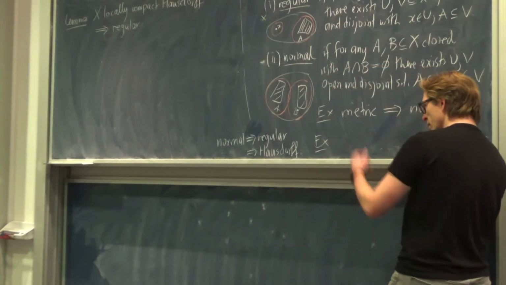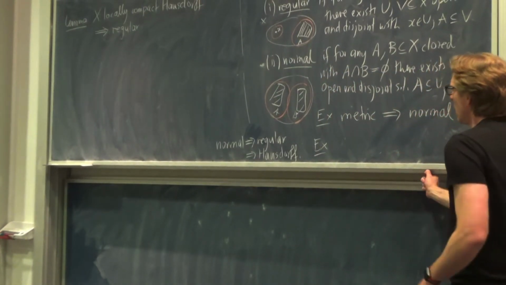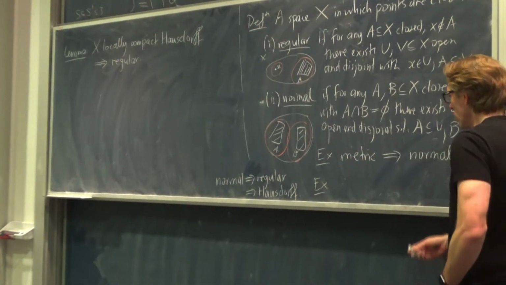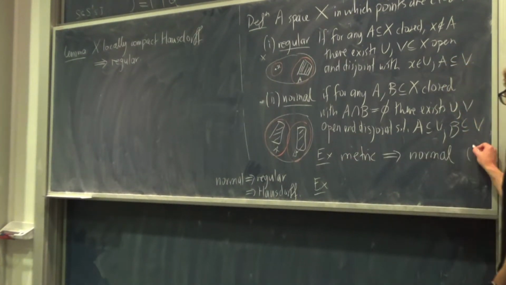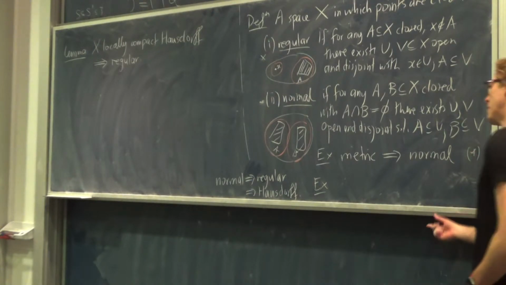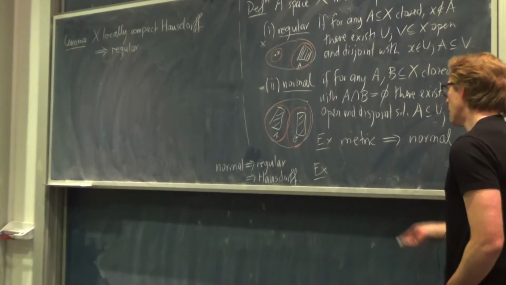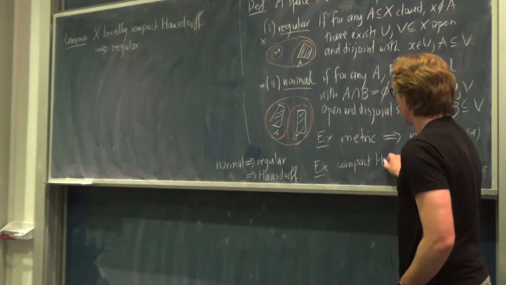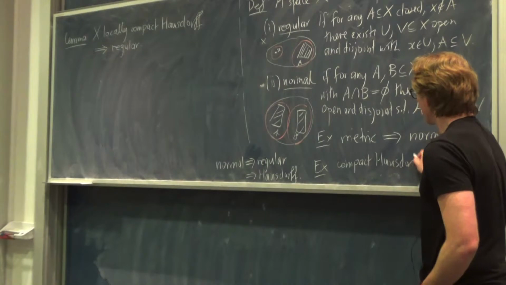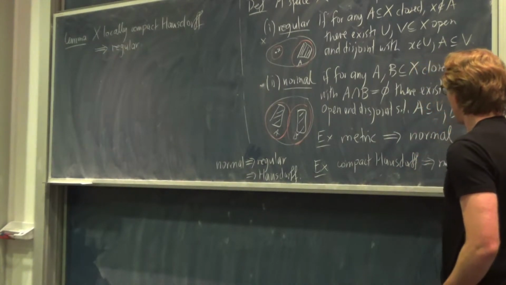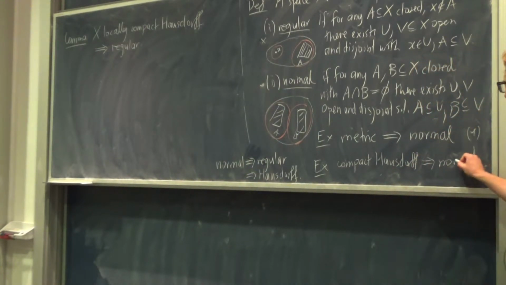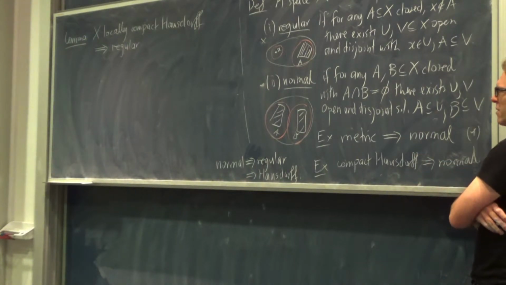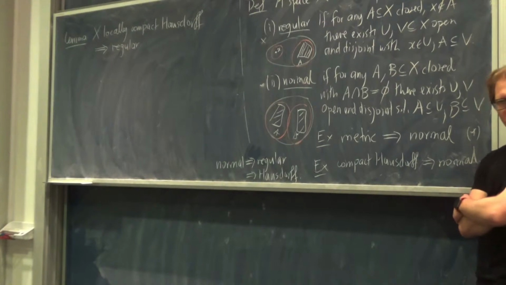Okay, so there's strengthenings of the Hausdorff condition. A metric space is normal, therefore regular. We discussed that they're Hausdorff earlier. So I'll provide a proof for that in the notes sometime soon. And a compact Hausdorff space is normal. So, I mean, that's a little bit of a tweak on a proof we already did.